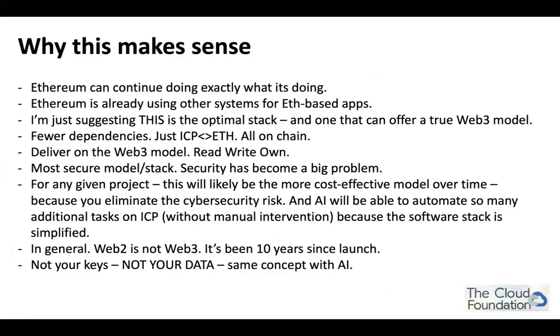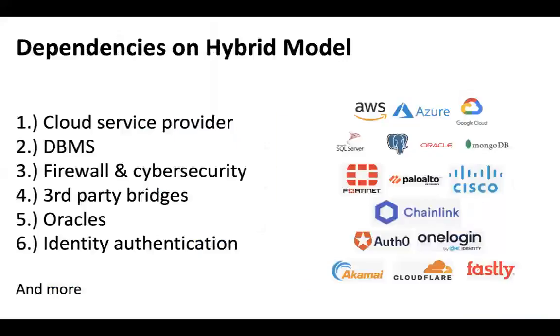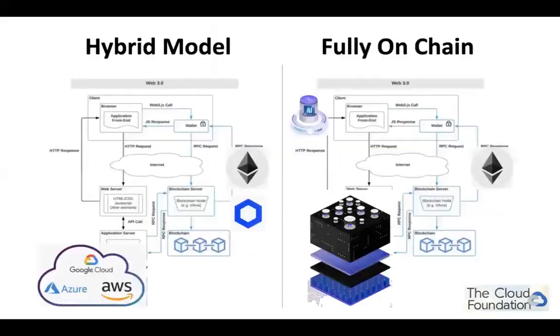Why this makes sense: Ethereum can continue doing exactly what it's doing. And Ethereum-based applications are already using outside dependencies. I'm simply suggesting that this is the more optimal stack and one that can offer a true Web3 model for the users. Fewer dependencies, just ICP and Ethereum, all on chain. Read, write, own. It's the most secure model and software stack, and it's the model that has the least amount of dependencies, to Vitalik's point from January.